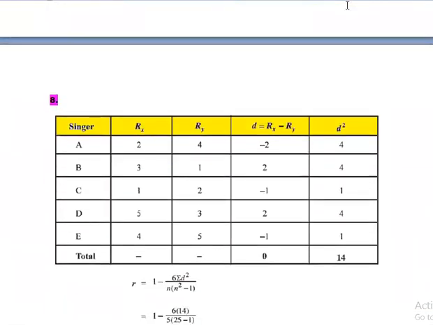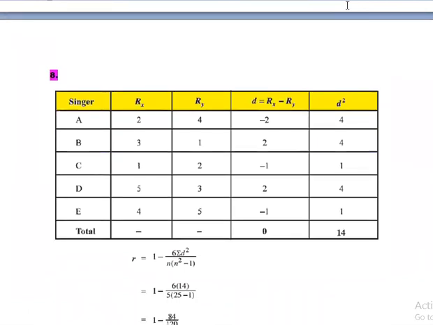Eighth question, rank correlation. Singers A, B, C, D, E are given. Rank of X and rank of Y is given. Find out the difference column D, Rx minus Ry, and then find out D square. And then use the formula r is equal to 1 minus 6 sigma D square upon n into n square minus 1.